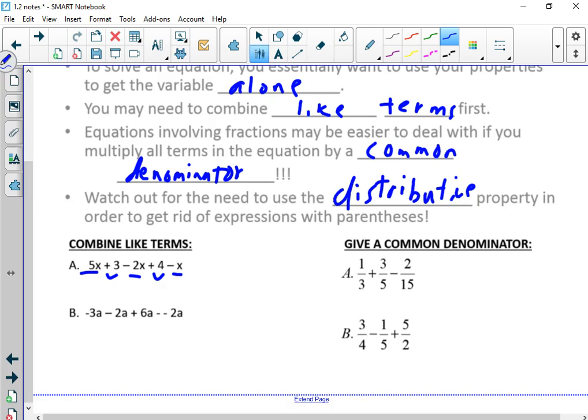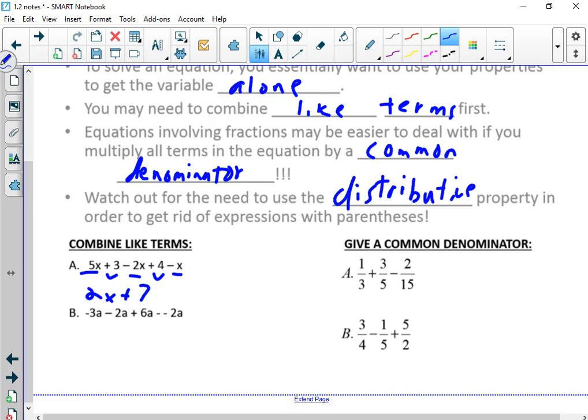Okay? So I have 5x minus 2x minus x. So if I have 5 x's and I take away 2 x's, that leaves me 3 x's. Now if I take away another x, that leaves me with 2x. And then 3 plus 4 is 7.